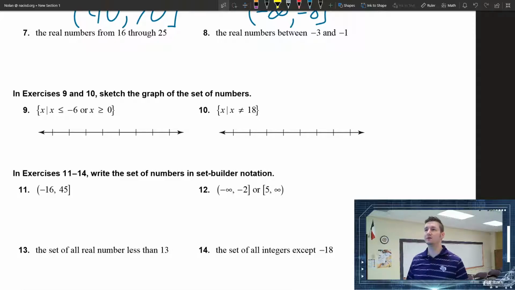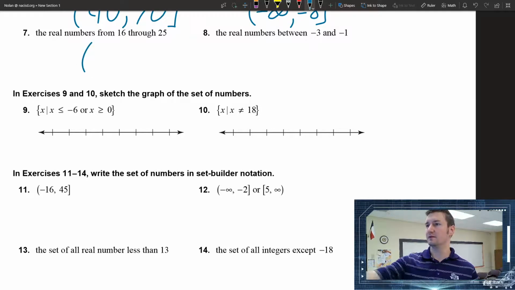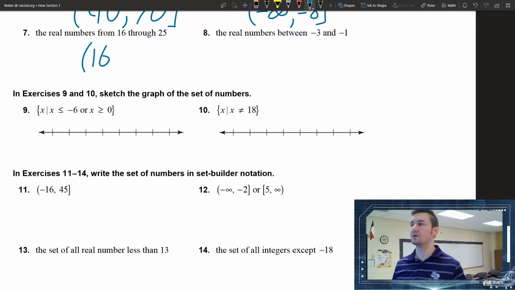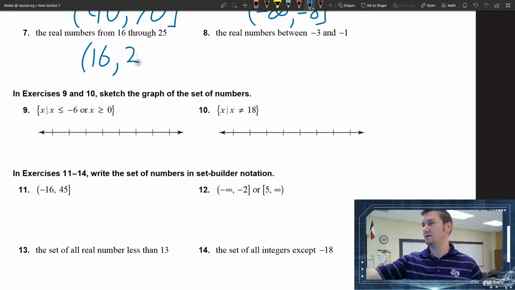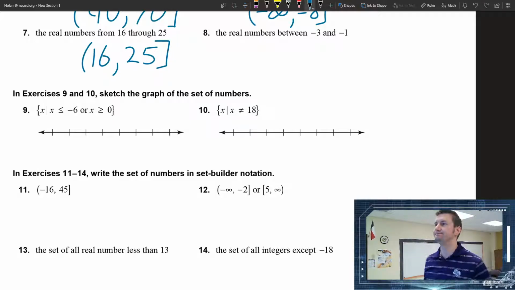Okay, number 7, the real numbers from 16 through 25. This one's pretty straightforward. Now, if it says from 16 through 25, it means it's going to start at 16, but it's not going to include 16, so we'll use a parenthesis. But then it goes through 25, so it's going to include 25. So put 25 in a bracket. It starts from 16 but doesn't include it, and then goes all the way through 25 and includes it.